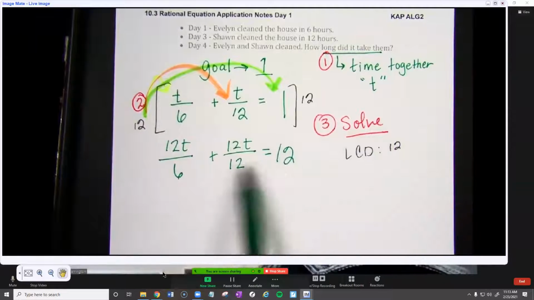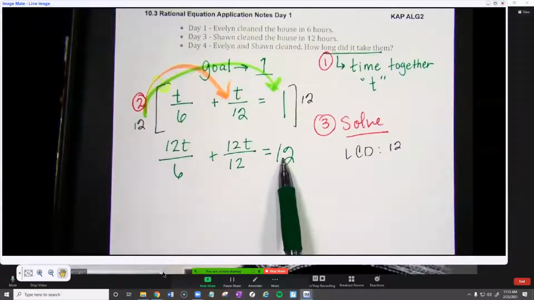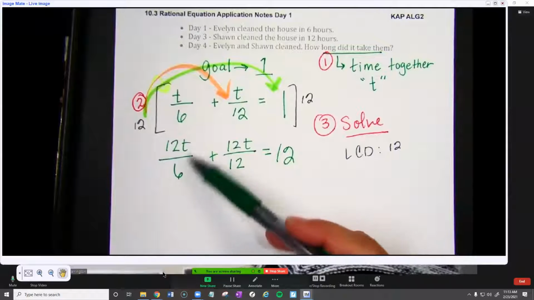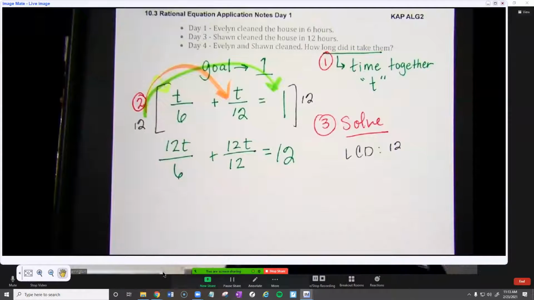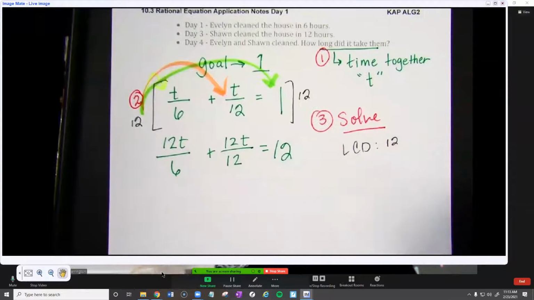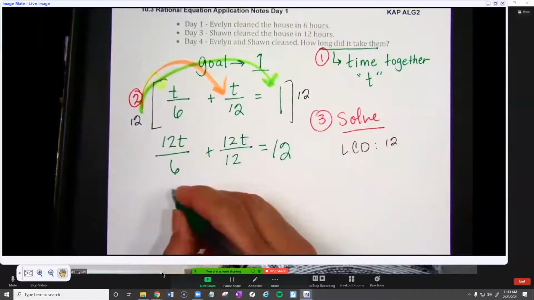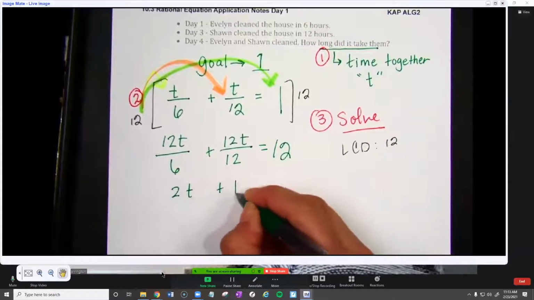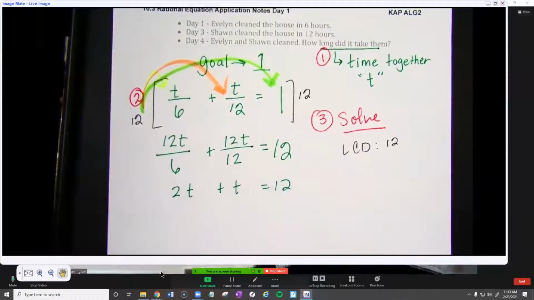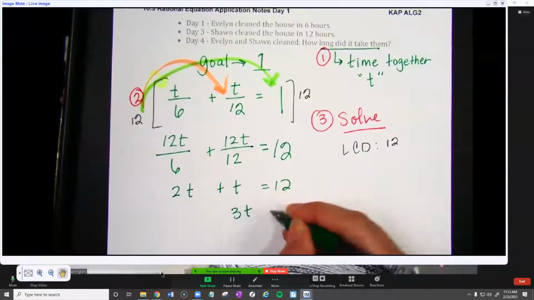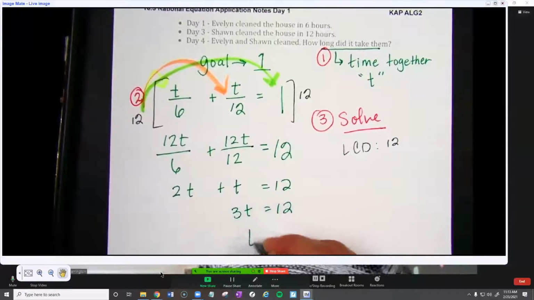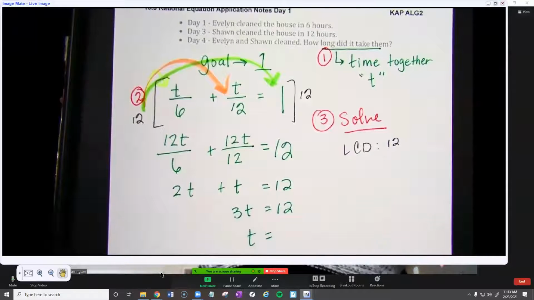And that's the last time I'm showing this. Y'all should be able to do this in your head. Y'all, what's 12 divided by 6? That's just a 2t. What's 12 divided by 12? That's a t. Good. So 2t plus t. Y'all, look how elementary this turns into. Some of you guys probably already know the answer. How long do they work on it together?